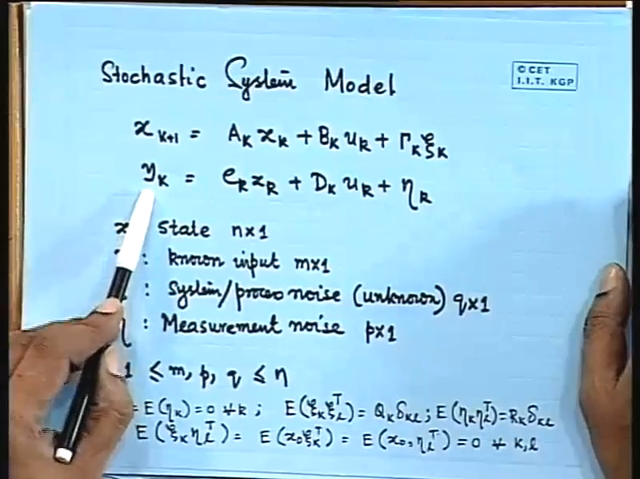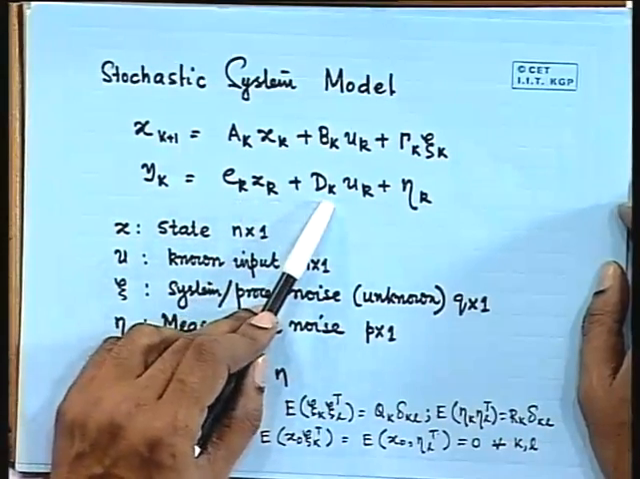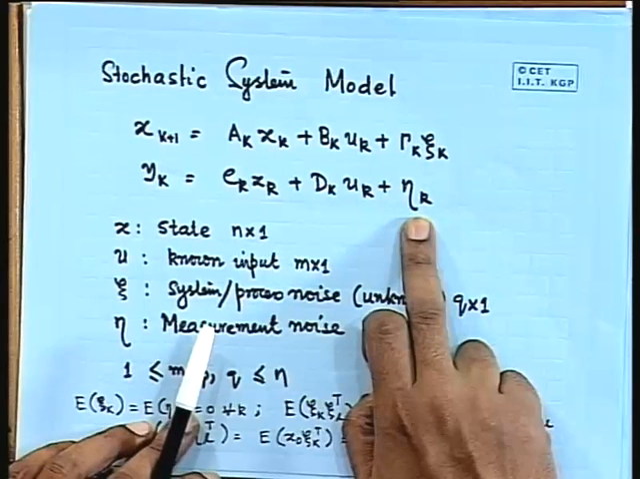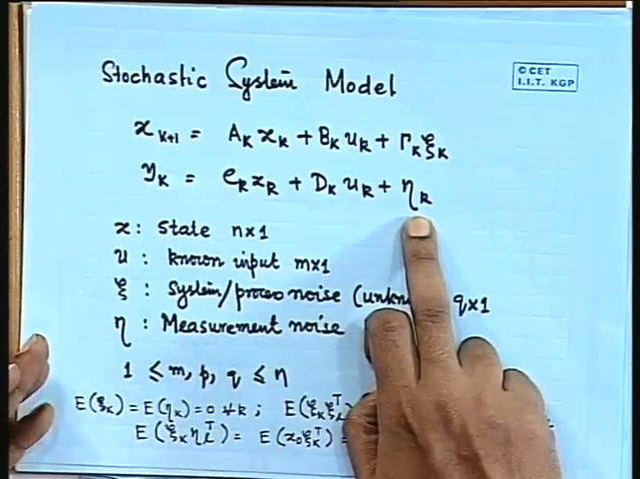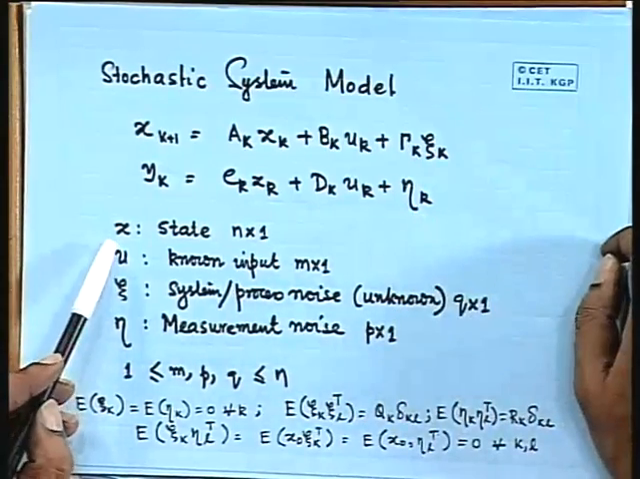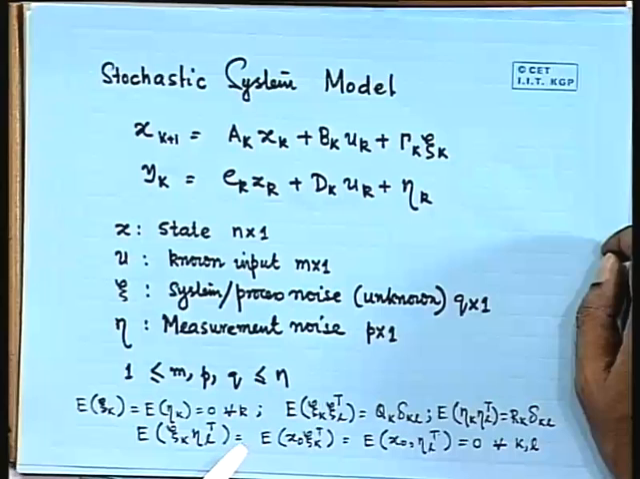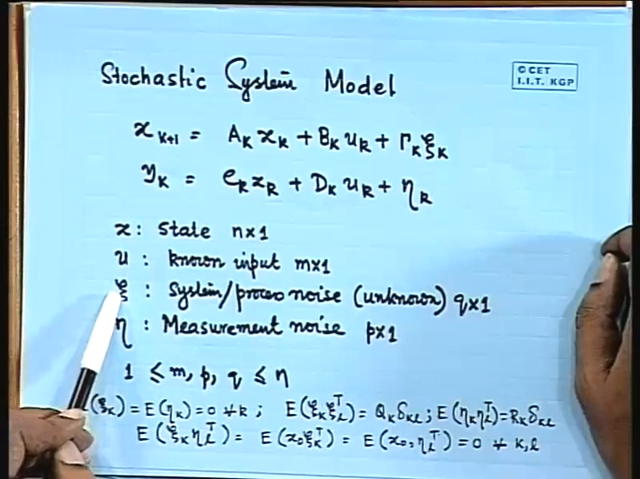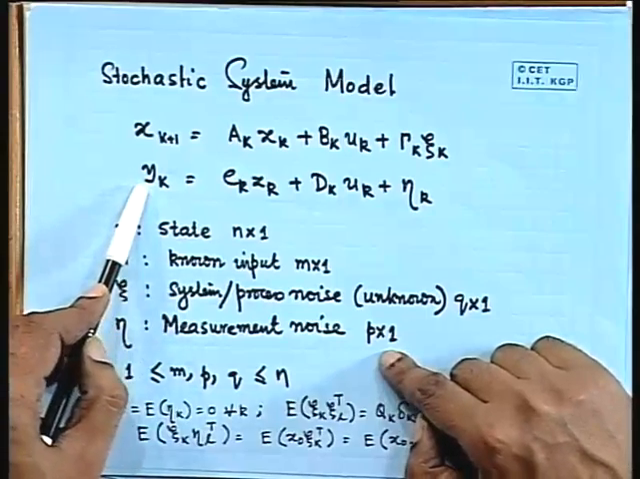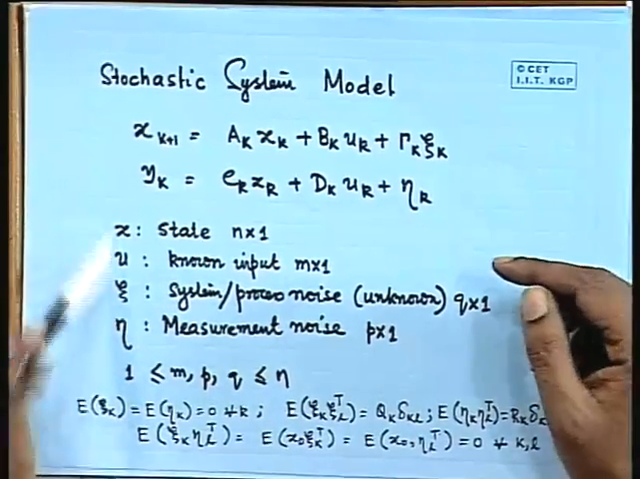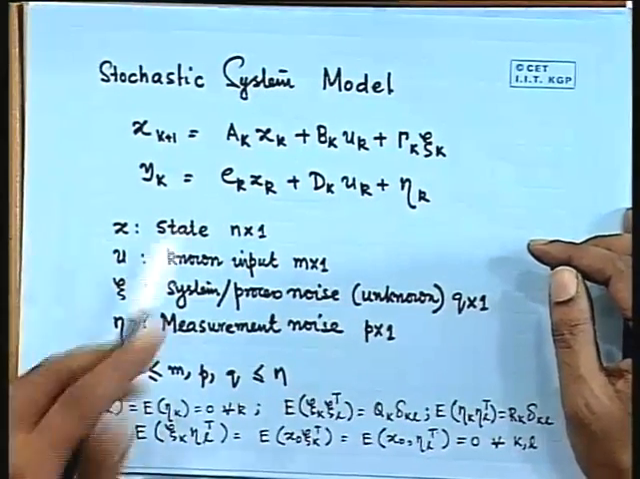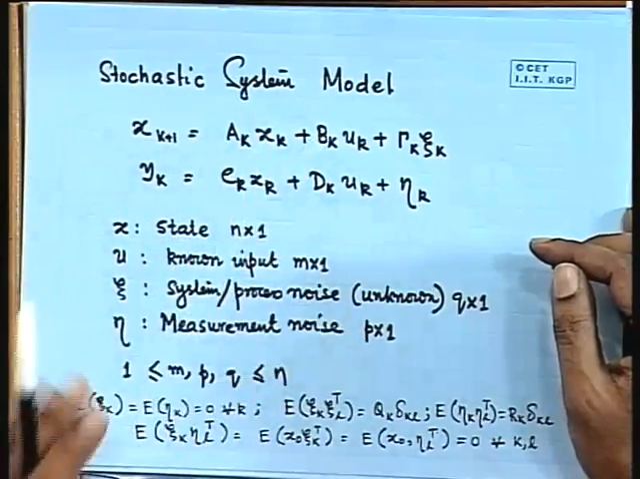Similarly, the output is C_k x_k plus D_k u_k plus a measurement error. This is the measurement error term. All sensors will have measurement errors. Now these are the dimensions: x is n by 1, u is m by 1, xi is q by 1 assumed, and measurement noise is p by 1, which means the measurement is also p by 1. Once you put these, you have corresponding dimensions of the matrices. So this is n by n, this is n by m, and all that.